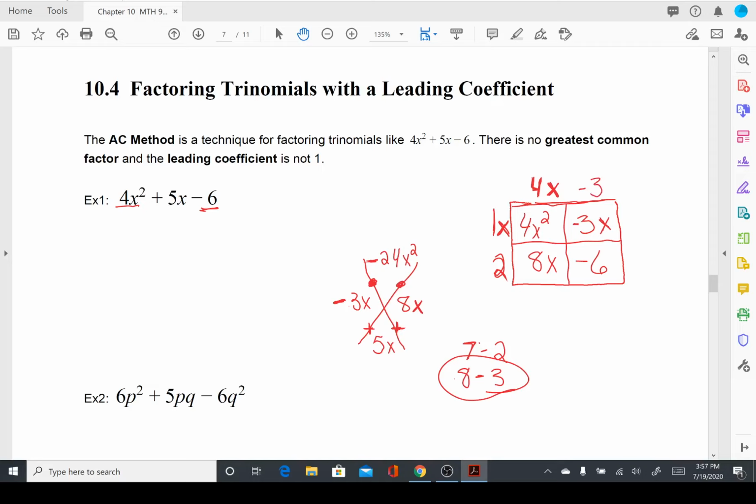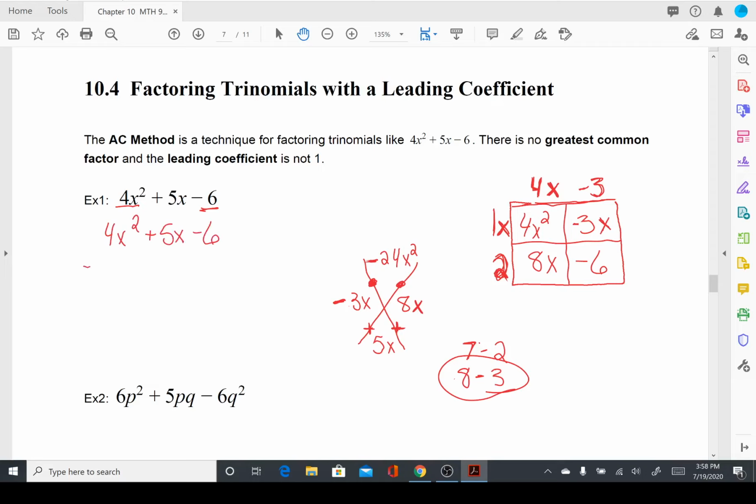Makes negative 3x. And just double check that last box. Does 2 times negative 3 make negative 6? Well, yes, it does. Great. And so we will start by writing the question.